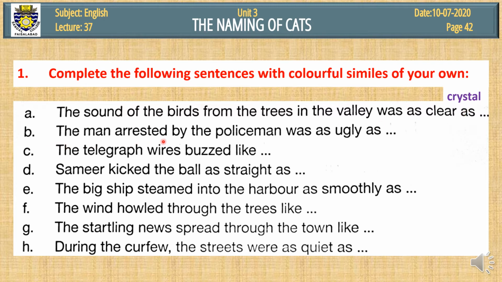B. The man arrested by the policeman was as ugly as a toad. Toad is very ugly, that's why it has been used with ugly. As ugly as sin. Sin is always ugly. C. The telegraph wires buzzed like bees. Bees create a sound that is called buzzing sound. That's why bees has been used with buzzed, that telephone wires buzzed like the bees.